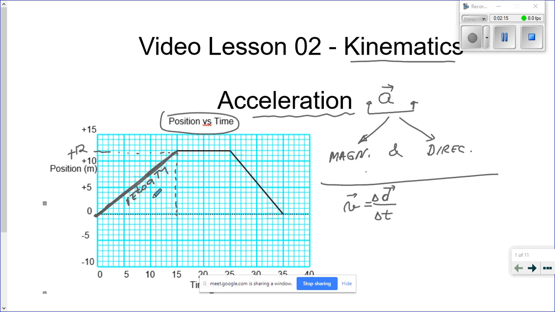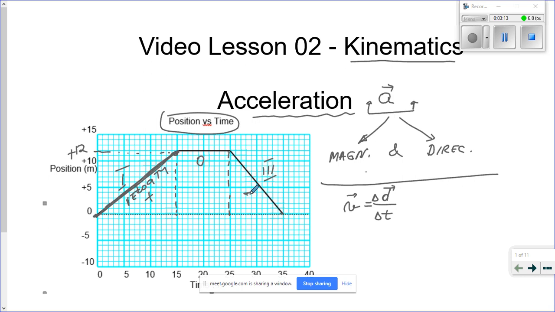of the object. If we discuss this particular graph further, we can say that for the first part of the motion, the object is moving with a positive velocity. Velocity is increasing from 0 to a certain point. Then from 15 seconds to 25 seconds, the object stays at the same position and is not moving. And from 25 seconds to 35 seconds, the third part of the motion, the object is moving with a negative velocity. So the velocity here is positive, the velocity here is 0, and the velocity in this part of the motion is negative.